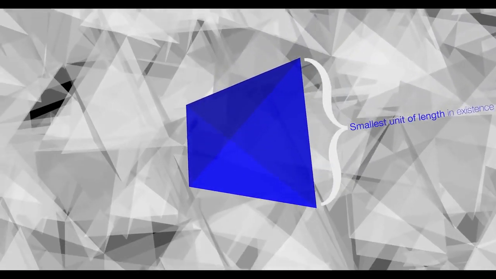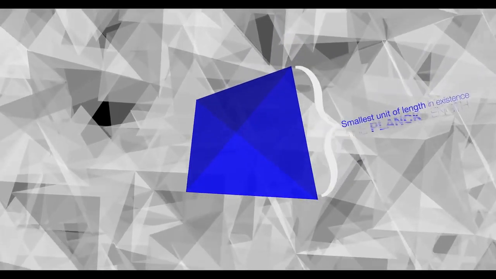This 3D quasi-crystal has a fundamental building block, a tetrahedron, which is a three-dimensional equilateral triangle. The size of each edge on this shape is the smallest possible length that can exist. This is called the Planck length. It's 10 to the 35 times smaller than a meter.